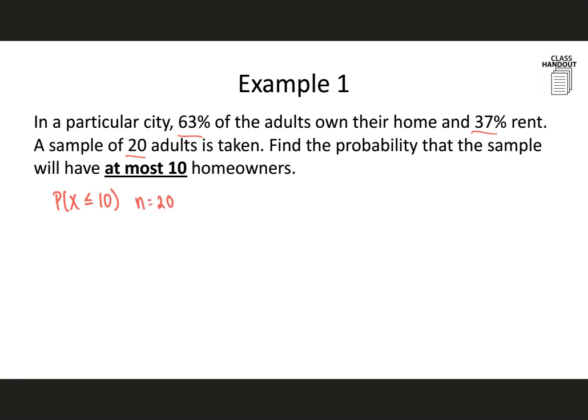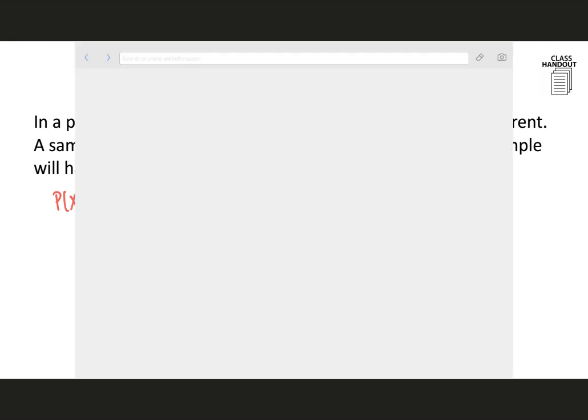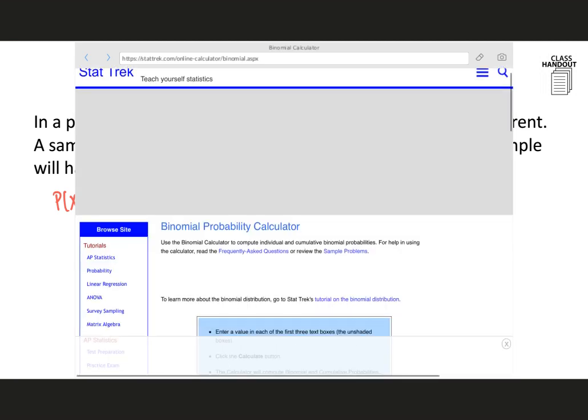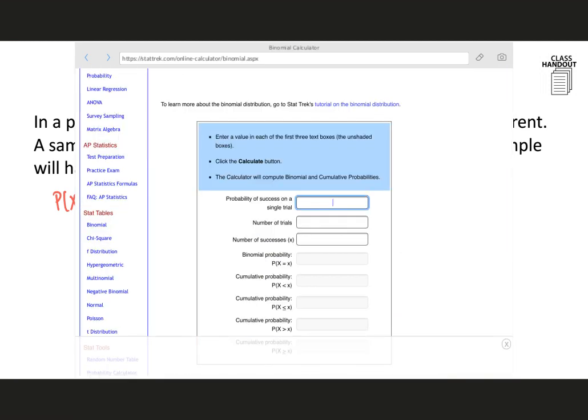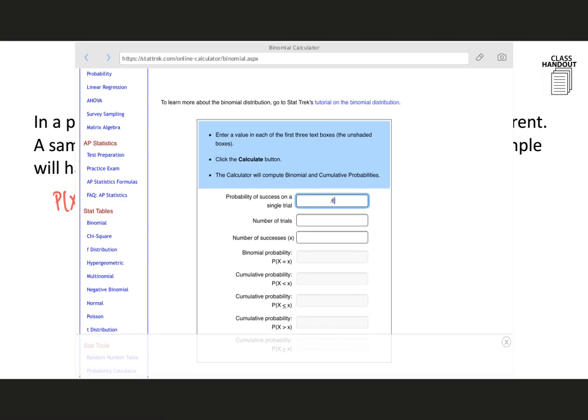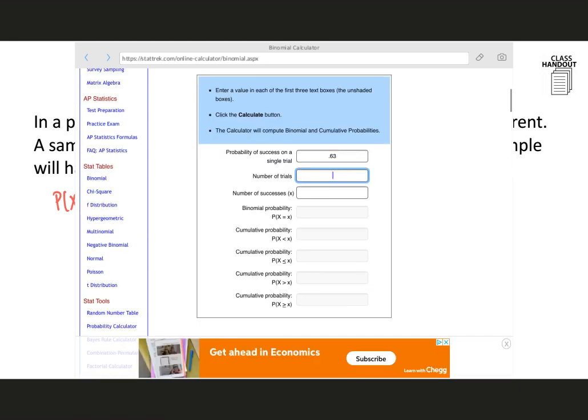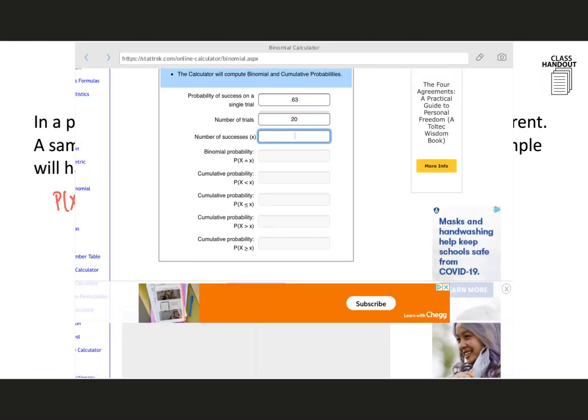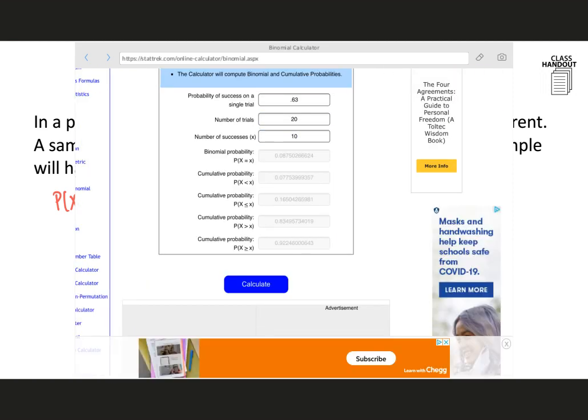n in this case is our sample size, which is 20. p is the probability of success. Since we're looking at homeowners, we're going to use 0.63 for p. And again, k is whatever it is when you write it in terms of x, so k is going to be 10. Using our binomial calculator, the probability of success is 0.63. The number of trials is our sample size, and we want at most 10, so k is 10. Since we're looking for at most, that is less than or equal to, and that's going to be 0.1650.